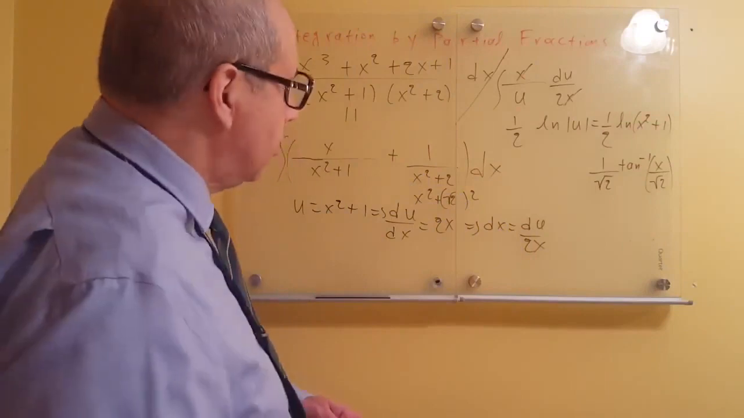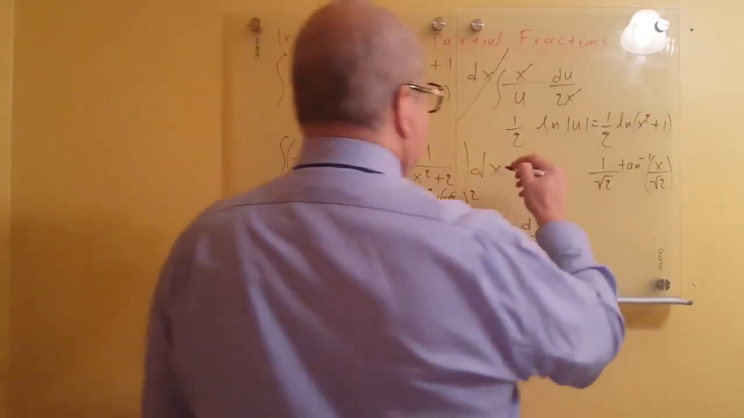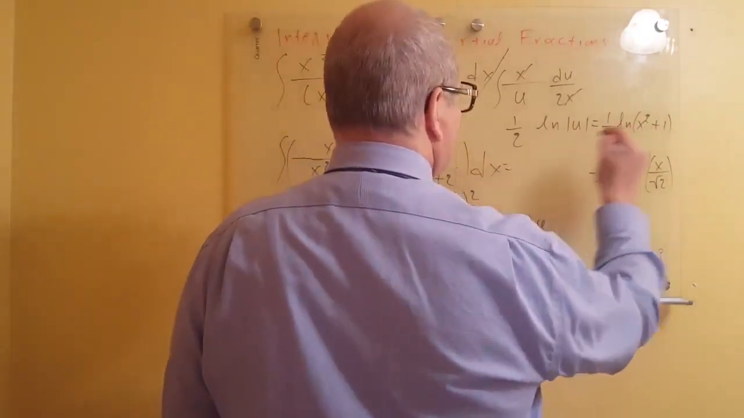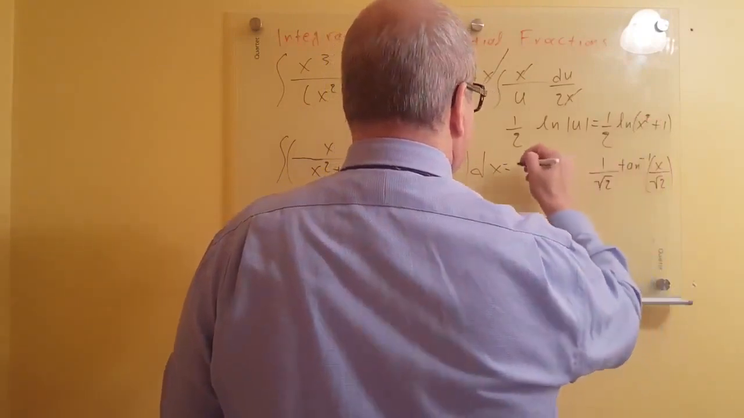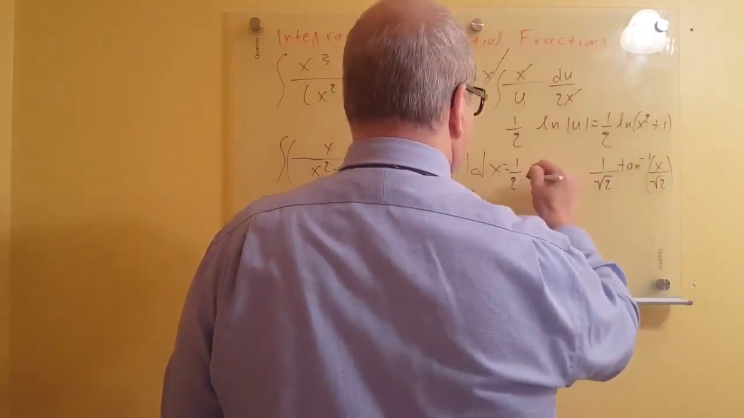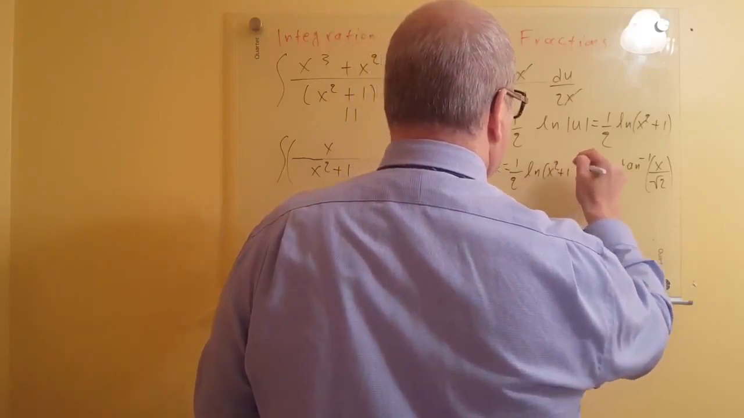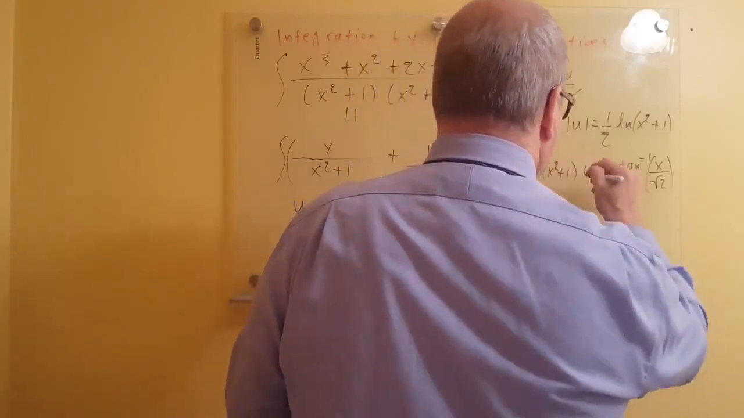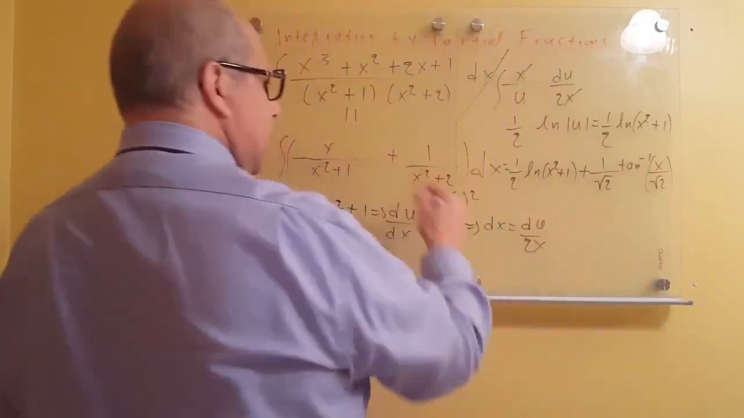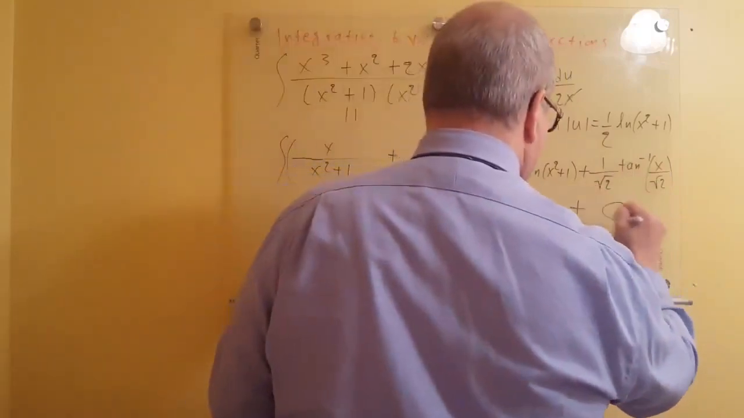That's about it. So that means that if we go here and just substitute this here, we get 1/2 ln of x squared plus 1 plus, we said this here is the integral of this, and of course plus c.